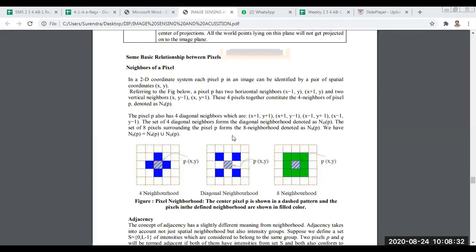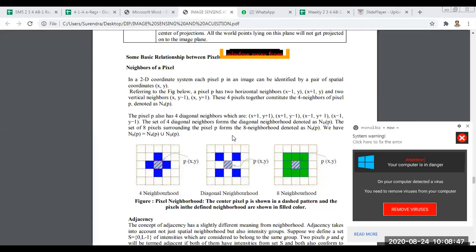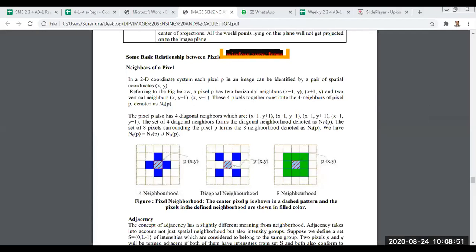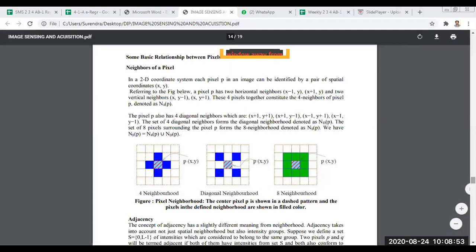So how many types of neighbors? 4 neighborhood, diagonal neighborhood, and 8 neighborhood in general. 4 neighborhood is represented with N4 of p, diagonal neighborhood is represented with N suffix D of p, and 8 neighbor is N suffix 8 of p. So these are the representations.